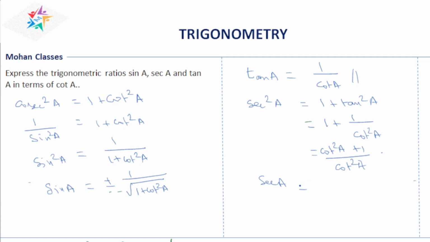Therefore, secant A is equal to square root of 1 plus cot square A divided by cot A. Now we have written secant A in the form of square root of 1 plus cot square A divided by cot A, and tan A is equal to 1 by cot A. Sin A is equal to 1 by square root of 1 plus cot square A. So everything we have written in the form of cot. Okay. Let us go to the next.